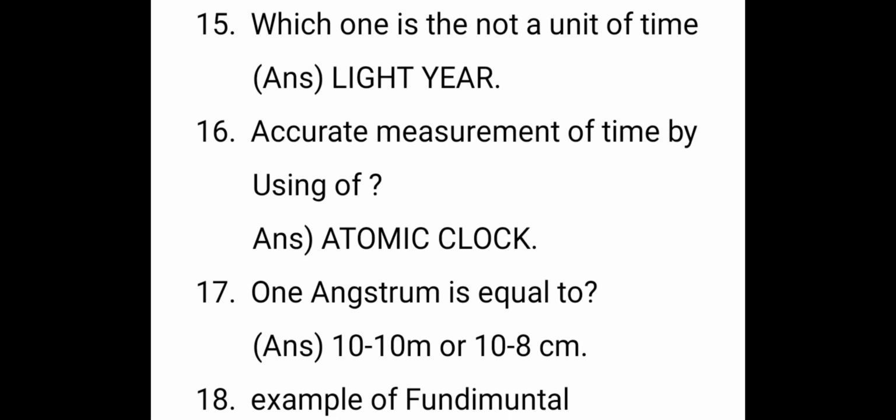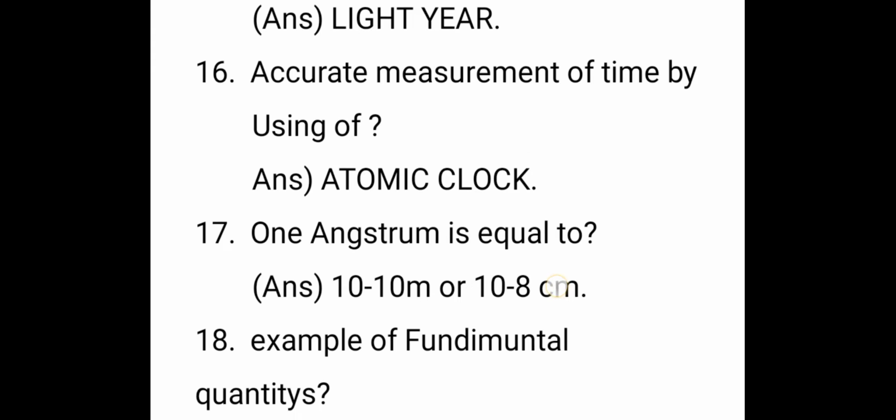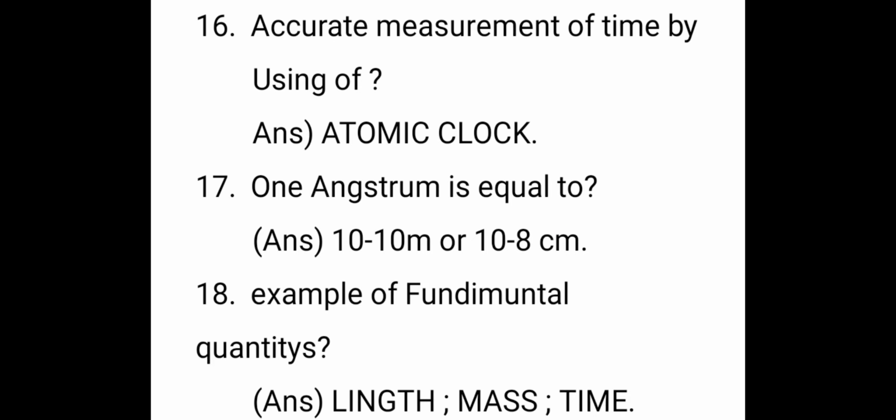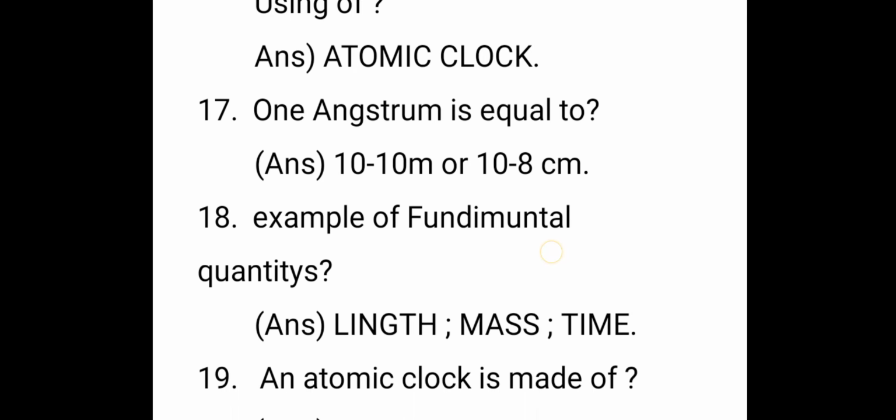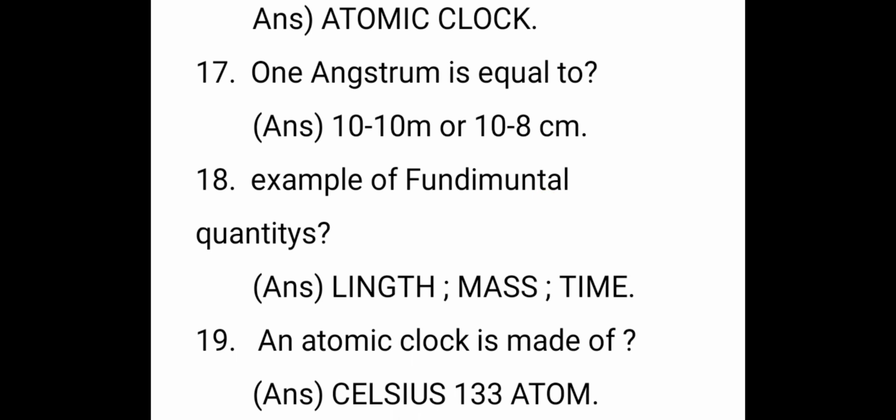The next question, which one is not a unit of time? That is the light year. Light year is a unit of distance. The distance between the sun and earth is the astronomical unit. Accurate measurement of time can be provided only by the atomic clock. 1 angstrom is equal to 10 to the power of minus 10 meters or 10 to the power of minus 8 centimeters. This is also most important.